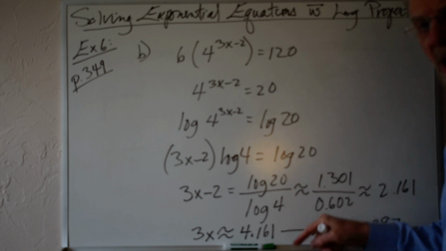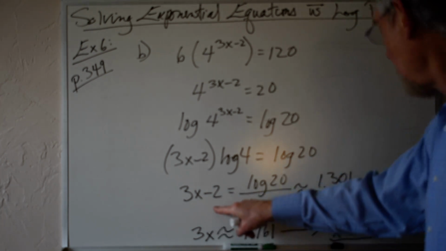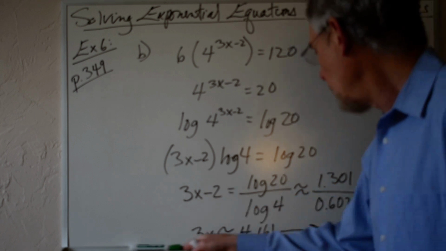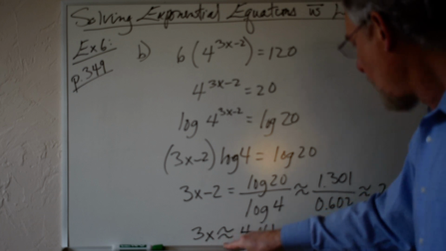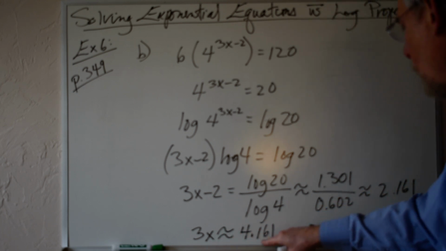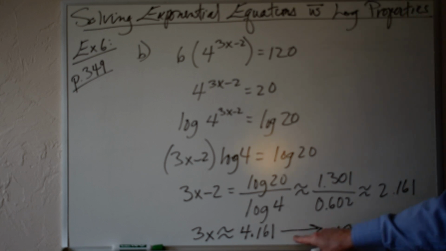I compute these two logs on my calculator and I get 1.301 over 0.602. Perform that division and I get approximately 2.161. But that's what 3x minus 2 equals. So I'll add 2 to each side and I'll get here 3x approximately equals 4.161. I need a little more space, so I just drew an arrow here. Divide each side by 3 and I get x approximately equals 1.387.